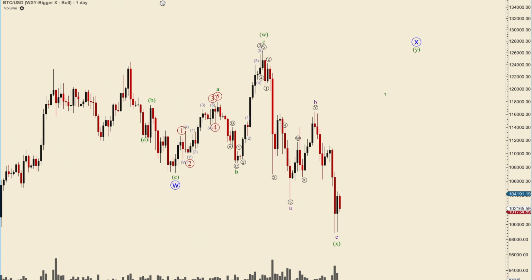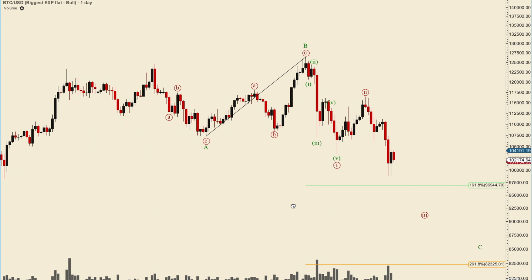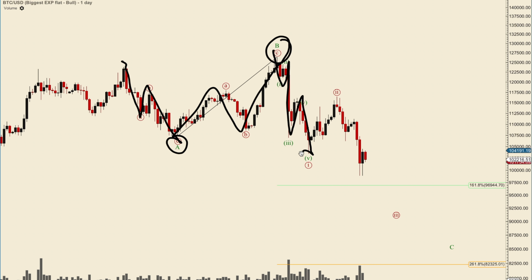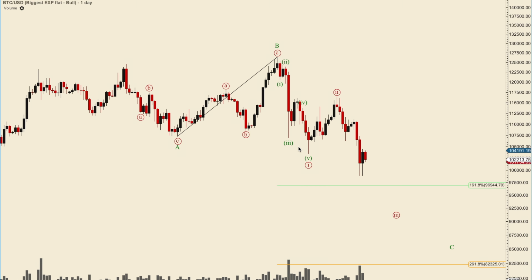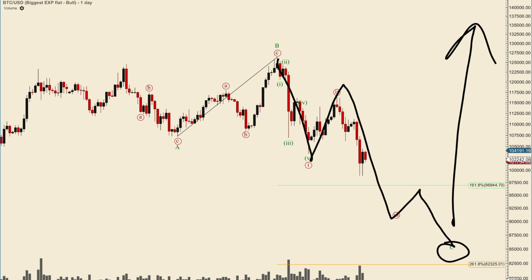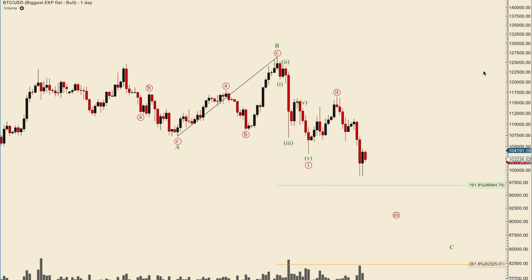Then we have a bigger expanded flat. Here we are counting this as an ABC into a wave A, ABC, wave B. And now 1, 2, 3, 4, 5, an impulse down in 1. And then we have 1, 2, 3, 4, 5 into a wave C. After that, we are moving up because this is also a corrective structure.